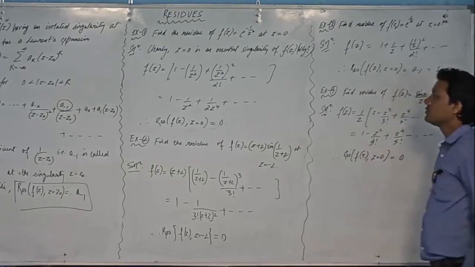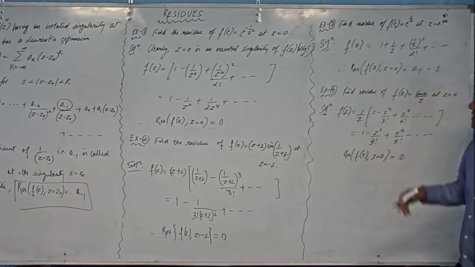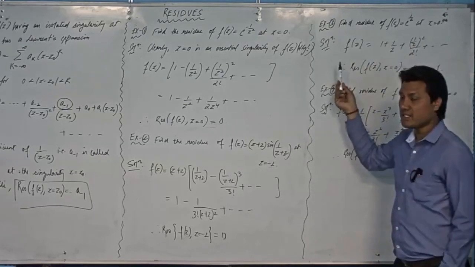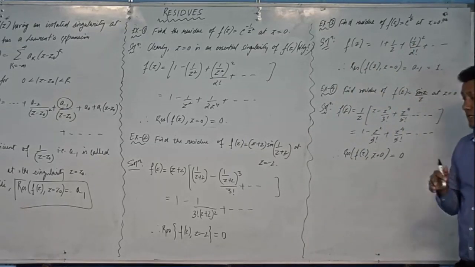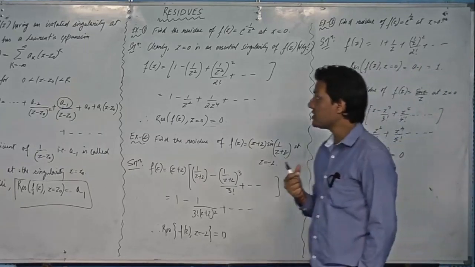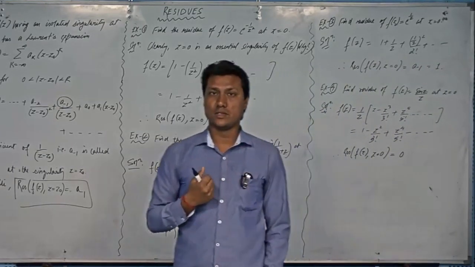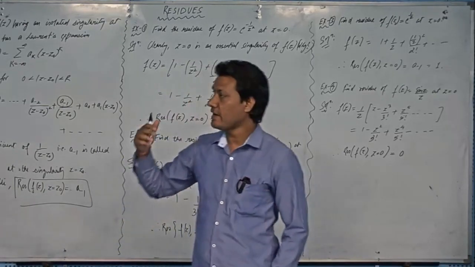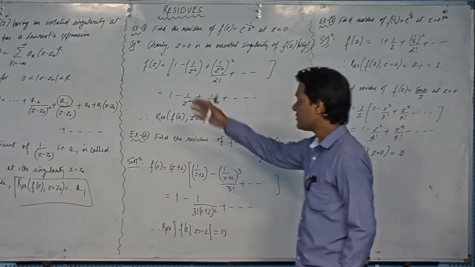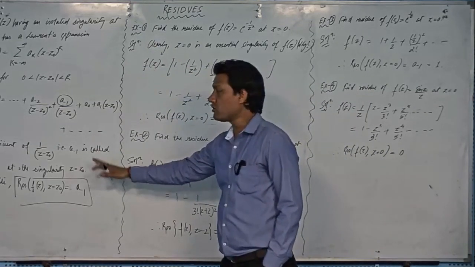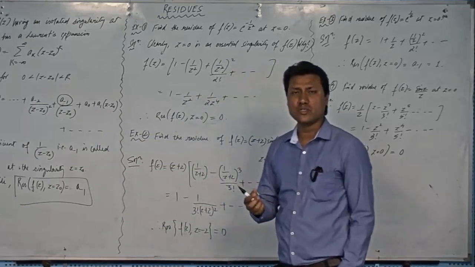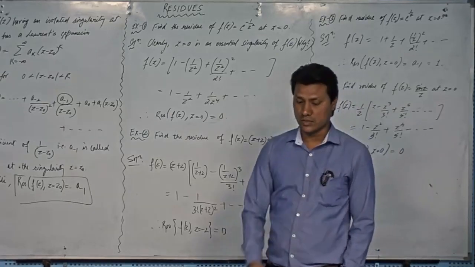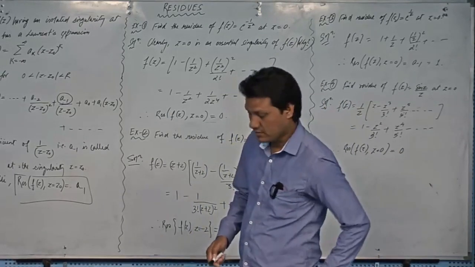So if you see these four examples, this point was actually an essential singularity or a removable singularity. But now we'll discuss the case, what happens when z equal to z naught is a pole. We'll focus on that part especially. I will derive some new formula. However, the Laurent expansion is still there, and you can always rely on it, but sometimes you need a shortcut formula to evaluate a residue, especially when z equal to z naught is a pole.